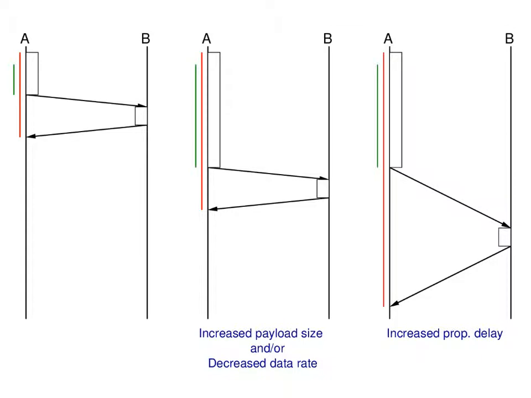The reason decreasing the data rate increases the efficiency is the same reason that increasing the payload increases the efficiency. We spend more time transmitting data. So in summary, taking the left one compared to the middle one, increasing the payload or decreasing the data rate increases efficiency. Keeping everything the same, but then increasing the propagation delay, decreases efficiency. Large delay, bad for performance.